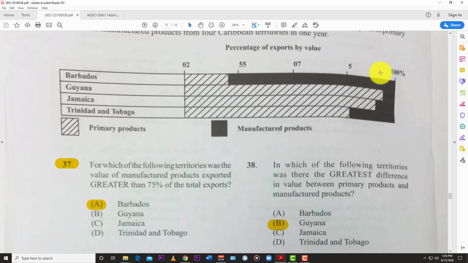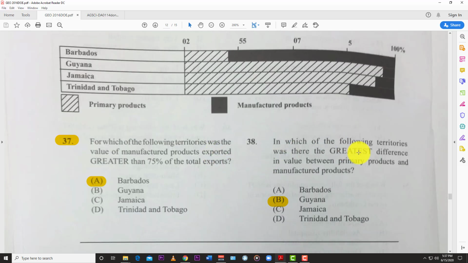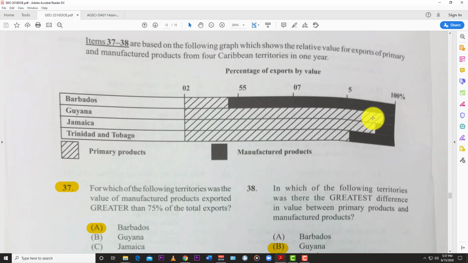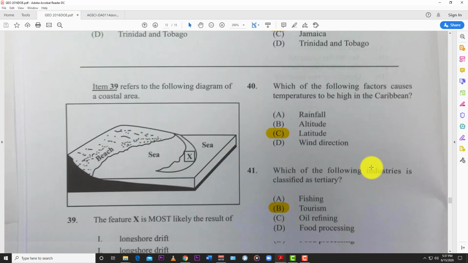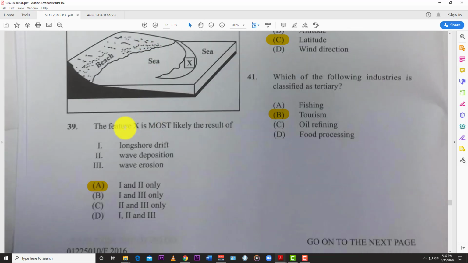All right, so you have the percentage right there, and you have the percentage of manufactured. So manufactured would be the darker one. All right, so it's Barbados. 38, in which of the following territories was the greatest difference in value between primary products and manufactured products? And the answer is B, Guyana, where you have an overwhelming amount of primary products as compared to manufactured products. 39 refers to the following diagram of a coastal area. The feature X is most likely the result of, is it longshore drift, wave deposition, or wave erosion? And the answer is 1 and 2, longshore drift and wave deposition.